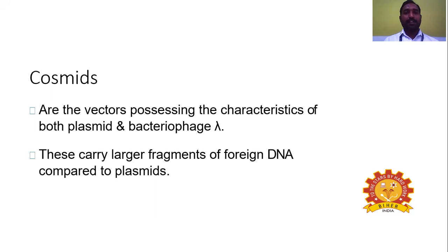The next one we have is cosmids. These cosmids are vectors possessing the characteristics of both plasmids and bacteriophage lambda. They carry larger fragments of foreign DNA compared to plasmids.